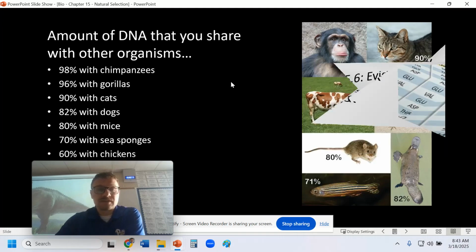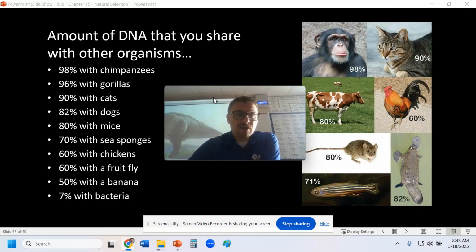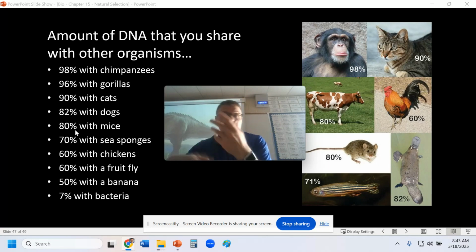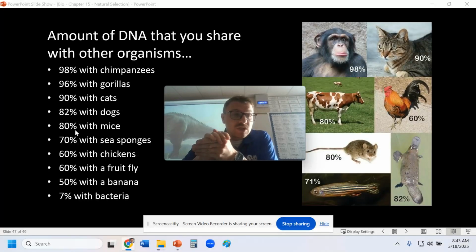I like to show this image here where we look at the amount of DNA that each organism shares. So obviously we share a lot with chimpanzees and gorillas because we share a very recent common ancestor with them. And the further we go down this list, the less we have in common percent-wise of DNA. However, it's still a lot or very similar. So us and dogs, us and cats, us and mice share a common ancestor that is millions of years old. So we share a lot of DNA together.